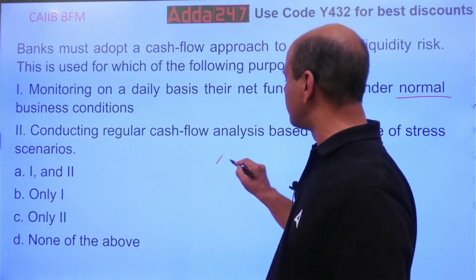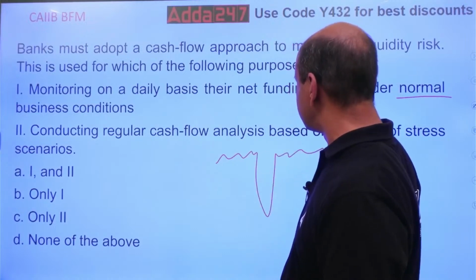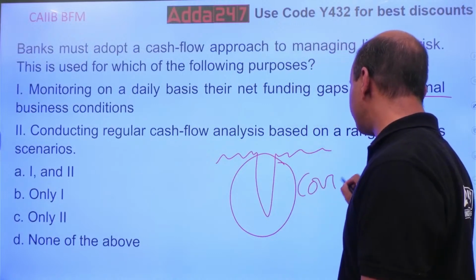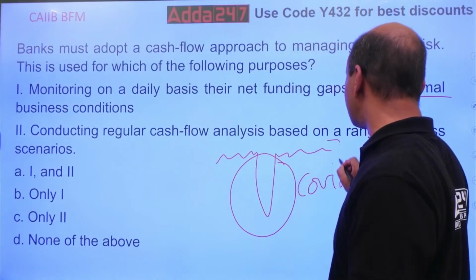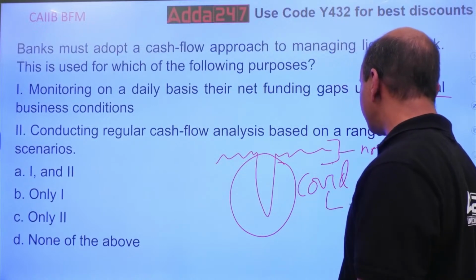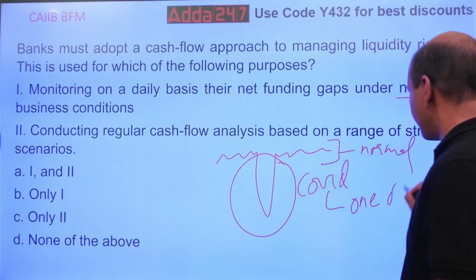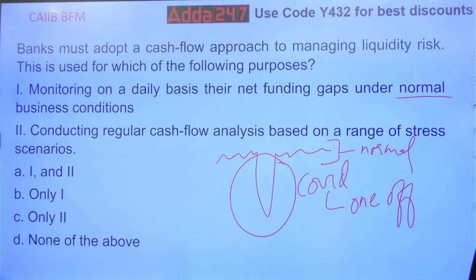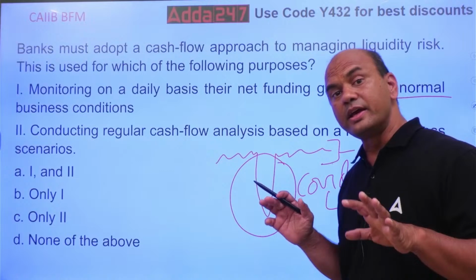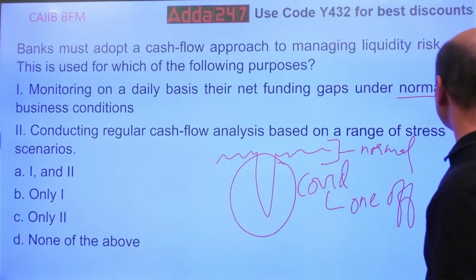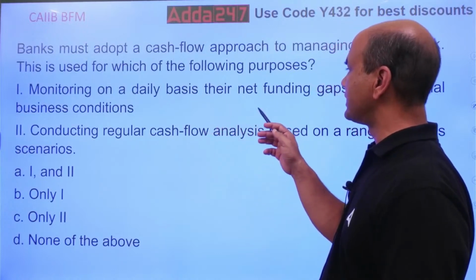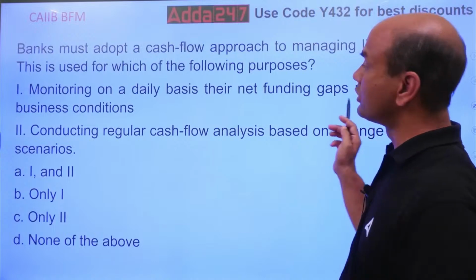See here, if this is your market going on and this is some urgent dip, a COVID situation, this is COVID. In COVID you had a market dip. So this is considered as normal, and this is considered as a one-off case. So normal means whatever is running in a smooth way without any external pressure. So monitoring on a daily basis their net funding gaps under normal business conditions.